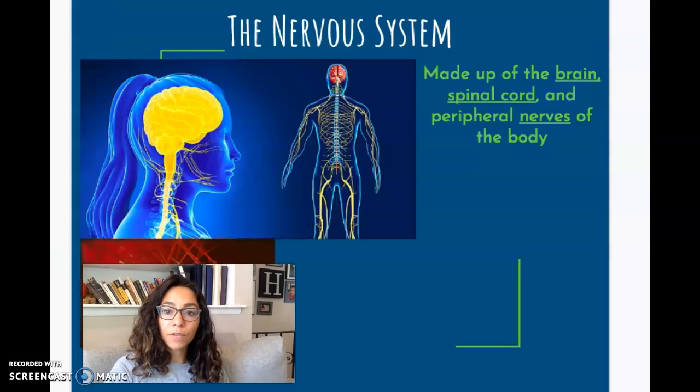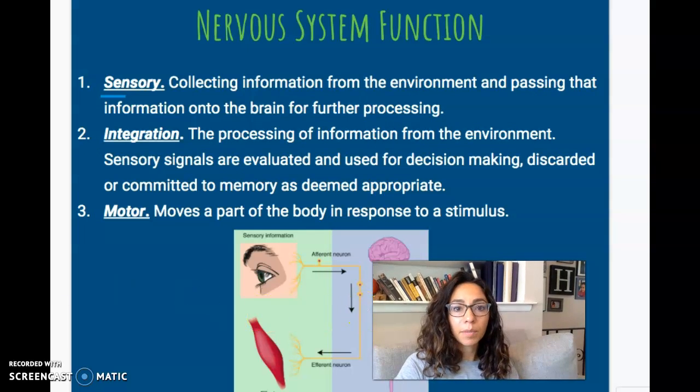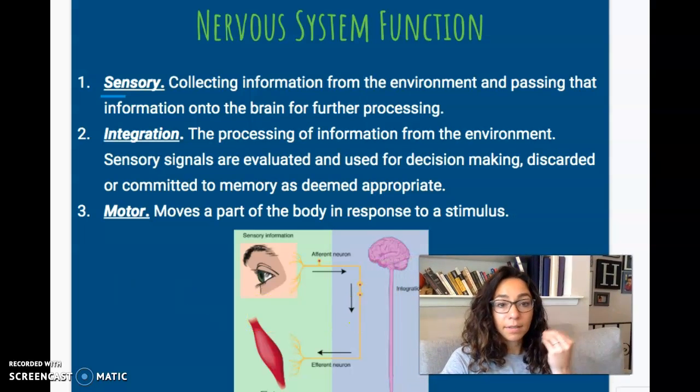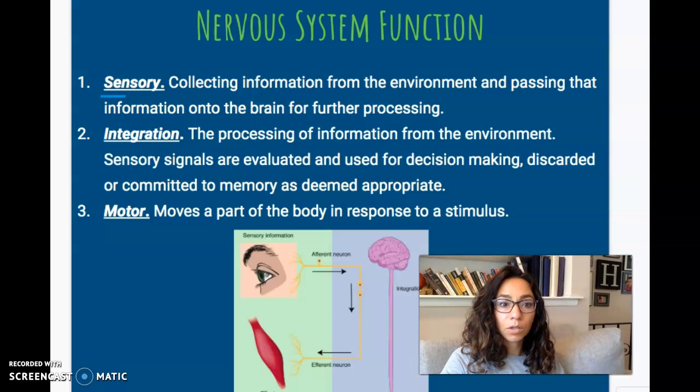Next, we'll look at the nervous system. It's made up of the brain and spinal cord and peripheral nerves of the body. This system functions as sensory, right? We're collecting information through our senses from the environment, passing that information to our brain to be processed. Also integration, which just means thinking, right? Decision making. And motor responses. So our brain can tell our nerves, which tell our muscles how we want to move, so we can create movement.